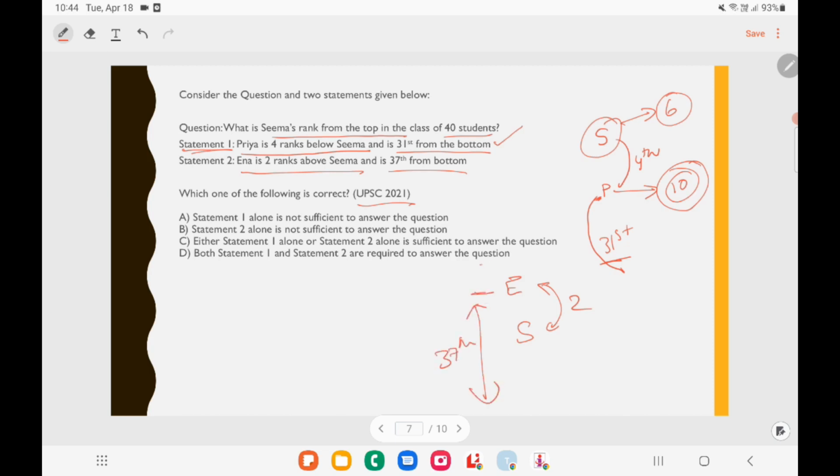That means there are 3 students on top of Ina because there are total 40 students. So Ina's rank from top will be 4th. So Seema is 2 ranks below Ina. That means Seema will be 6th rank. So from statement 2 also I can find out Seema's rank. So this is also correct. So statement 1 alone or statement 2 alone is sufficient to answer the question. So C is the correct answer.